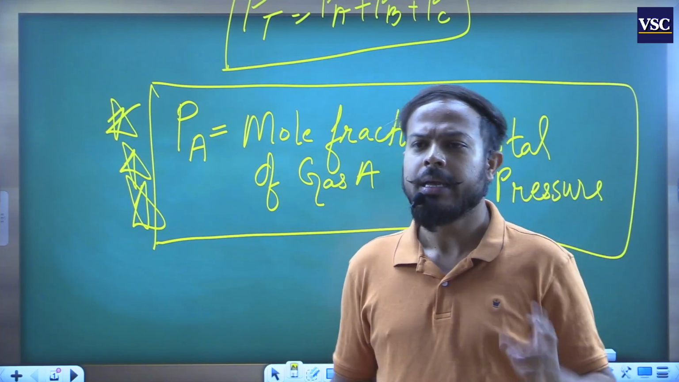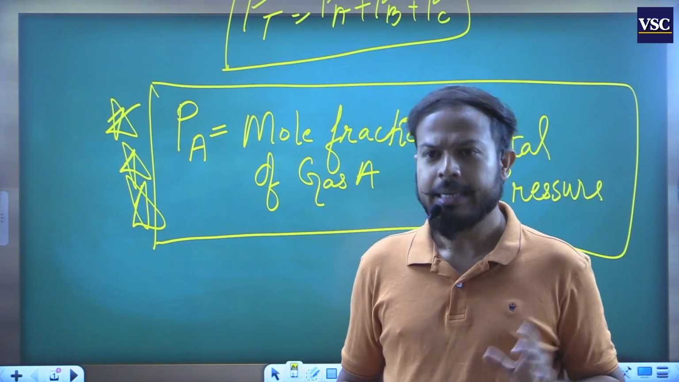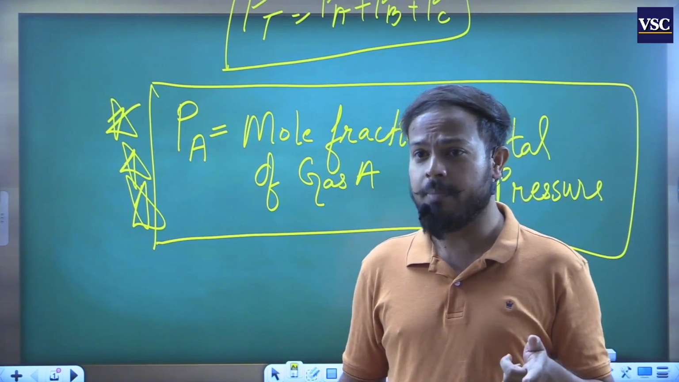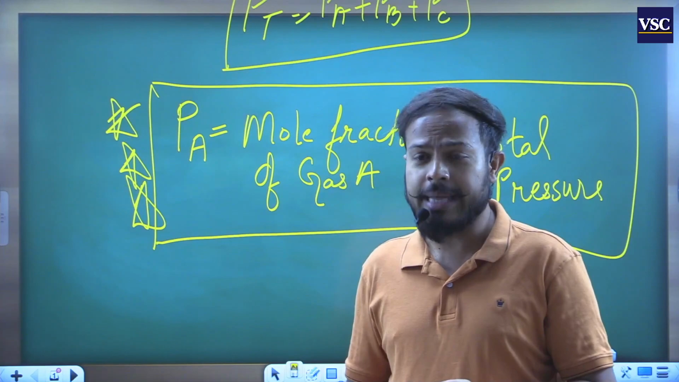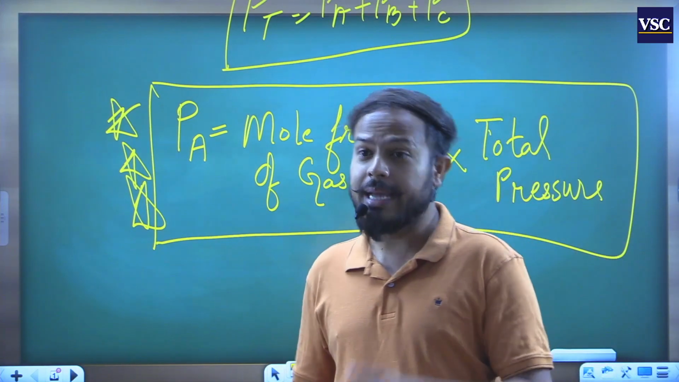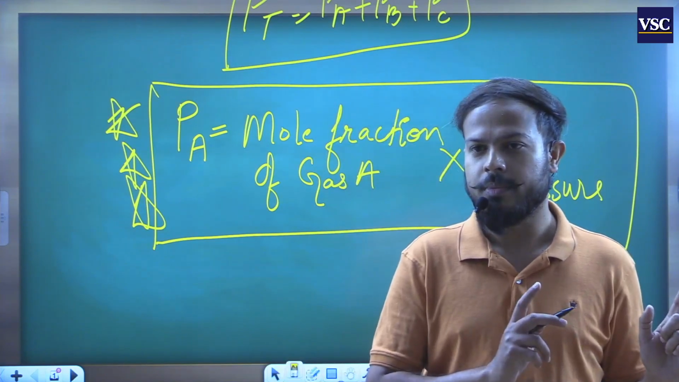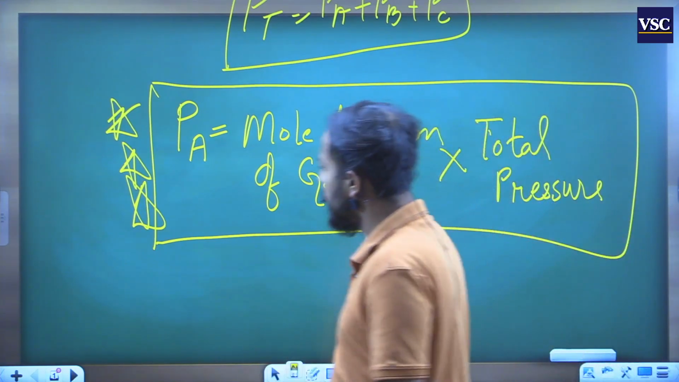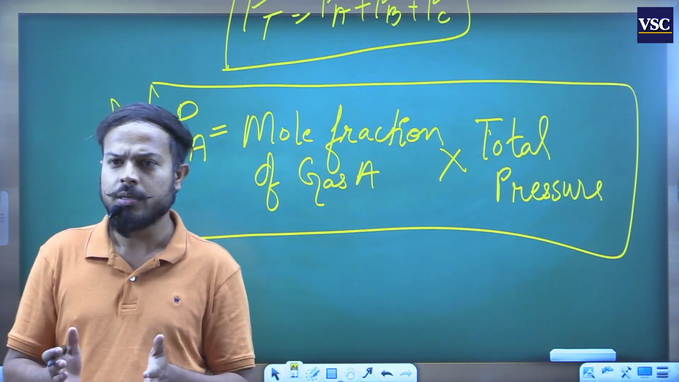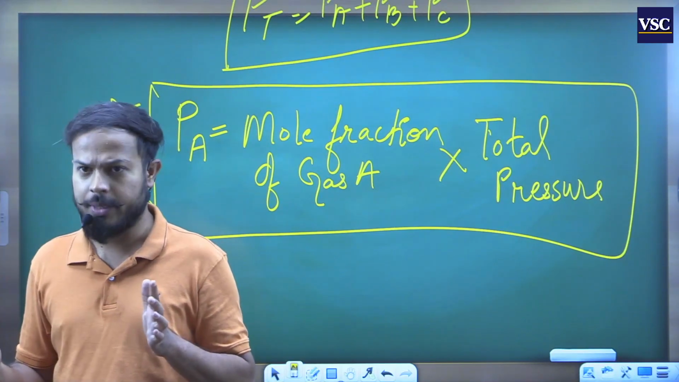Just remember two formulas. First, you have to apply PV equal to nRT. One thing you have to keep in mind is that if you are using the moles of gas A, then you'll get the partial pressure of A, and if you are using the total moles, then you'll get the total pressure. And the other formula is, if you have to find the partial pressure of any gas, multiply its mole fraction with P total, that is total pressure.